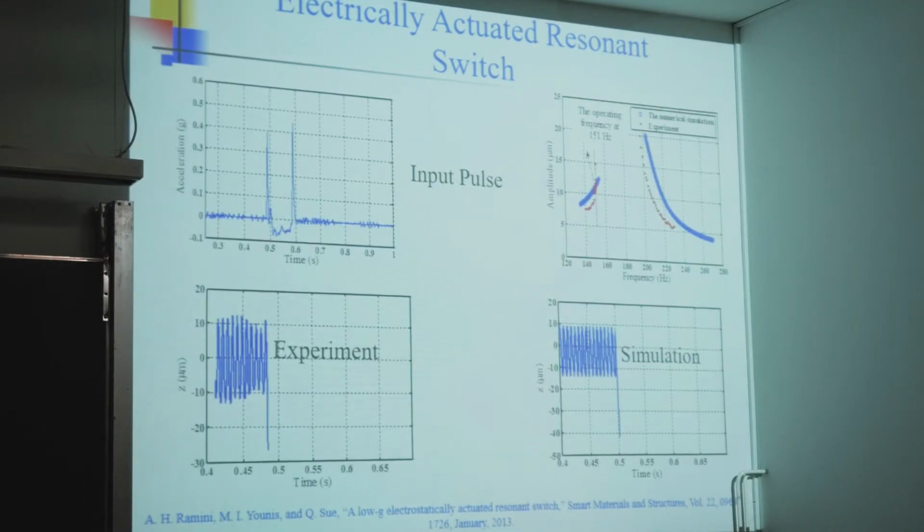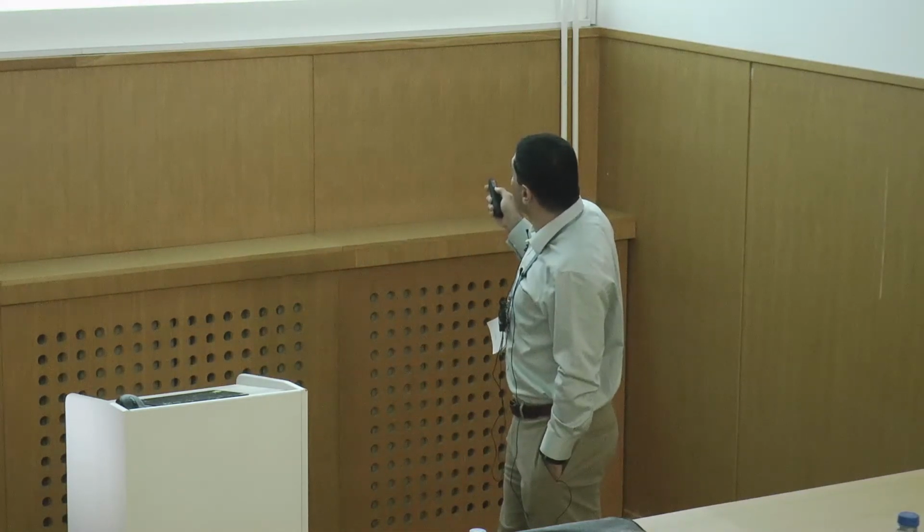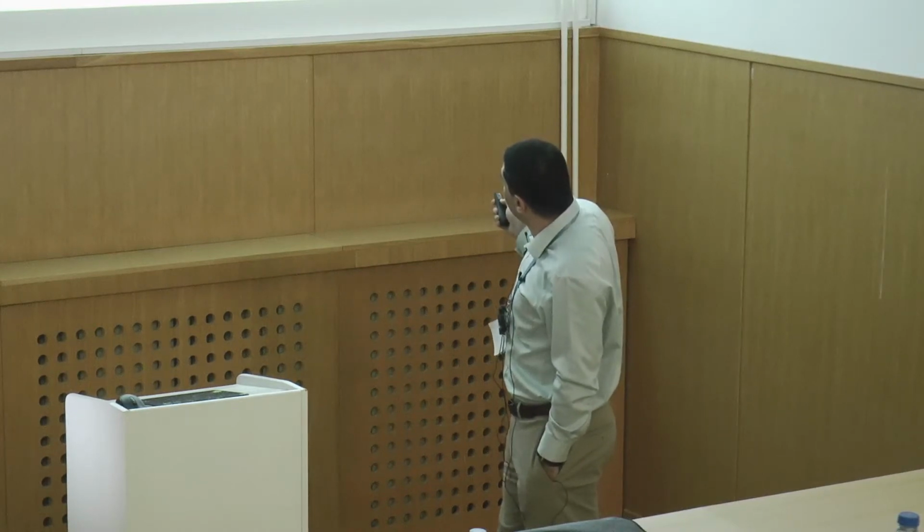So this is the experimental realization. I think this is a numerical error, but this is the pulse to which we exposed this accelerometer. It's like, I guess, 0.05 G. And this is the experiment showing stable operation and then pull-in, and the simulation also showing stable oscillation and pull-in. And again, this instability is what I claim to be a switching action that I can make use of.